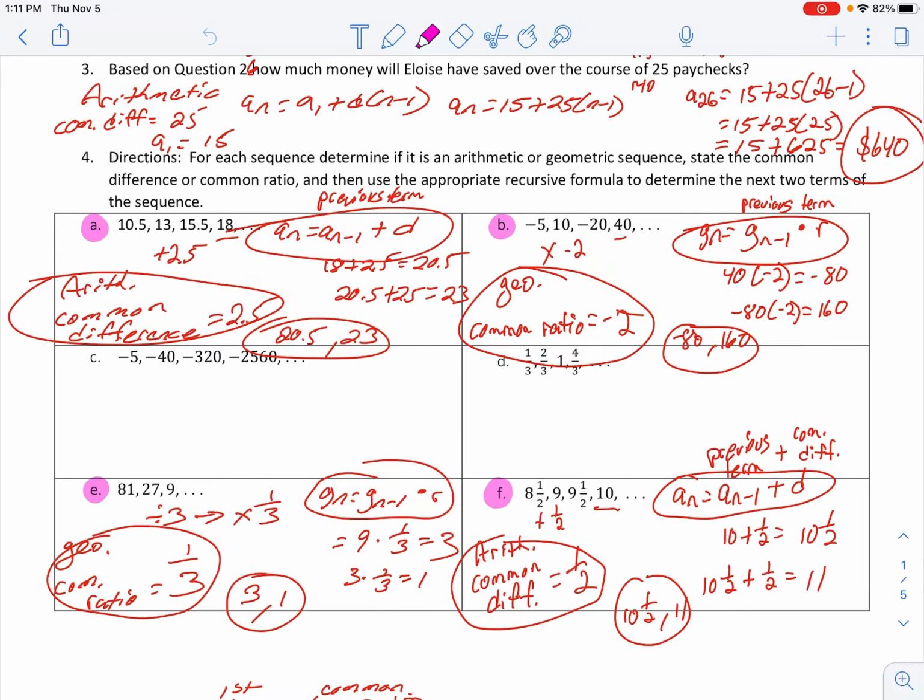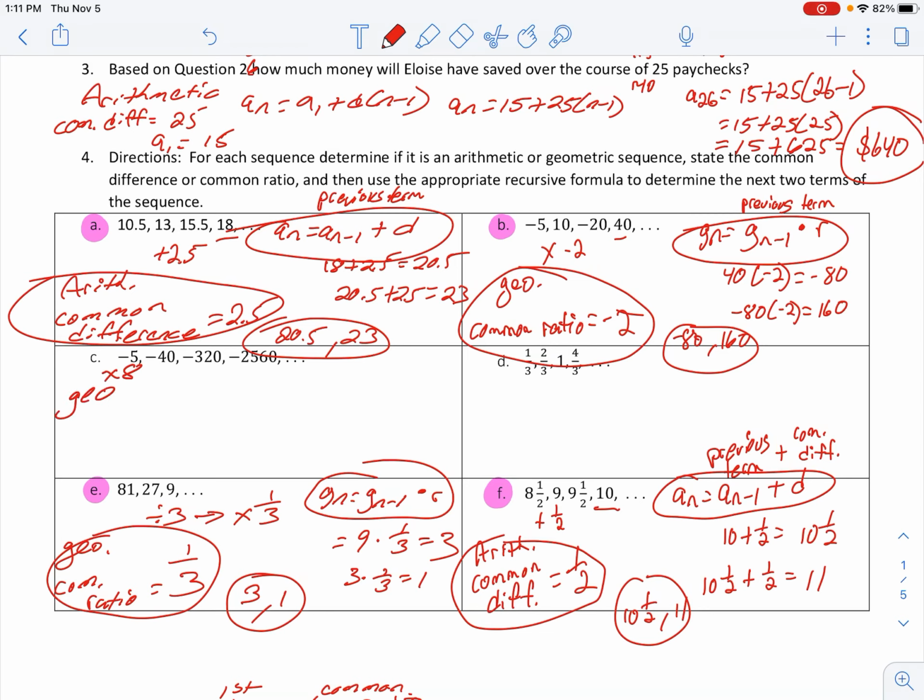Okay, question 4C. How are we going from -5 to -40 to -320? What is happening for that? So we are multiplying by 8. Make sure that 8 works for everything, which it does.